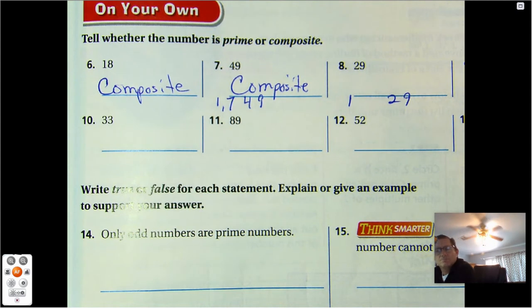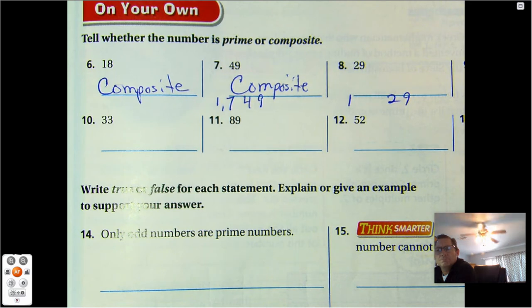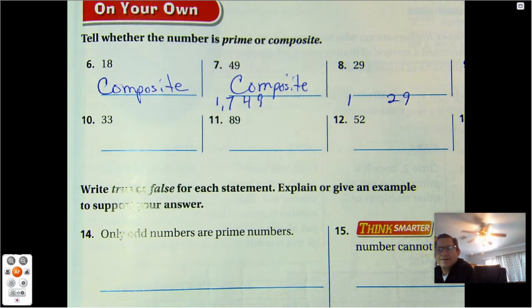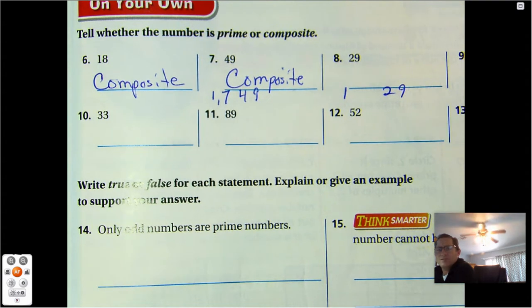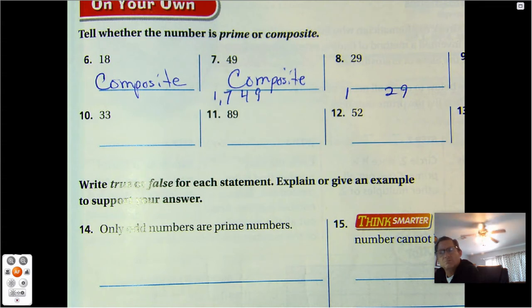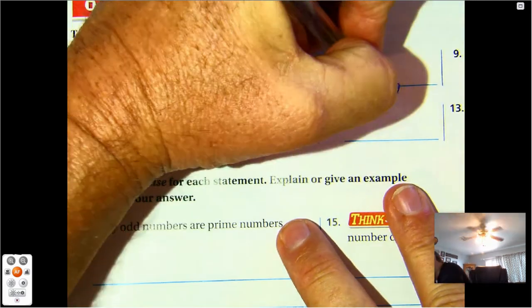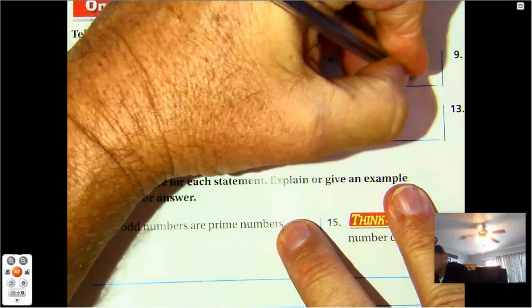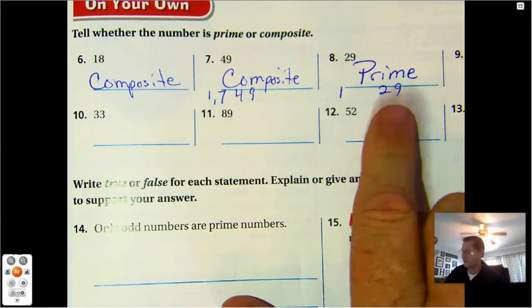7, no, because we said 7 times 4 is 28. 8, 16, 24, 32. No. 9, 18, 27. No. 10 times 3 is 30. That's it then. So those are the only two factors. We're going to call this one prime. Okay, exactly two factors, 1 and 29.